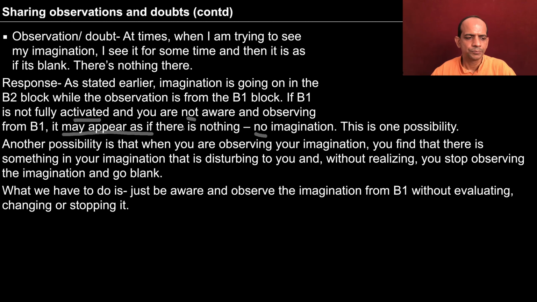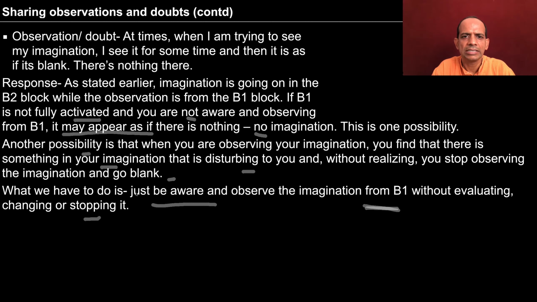This is one possibility. Another possibility is that when you are observing your imagination, you find that there is something in your imagination and it is disturbing to you, and without realizing, you stop observing the imagination and then go blank. So what you have to do is just be aware and observe the imagination from the B1 block without evaluating, changing, or stopping it. Since we are not able to awaken to the higher activities of the self, generally we get engrossed with the imagination, we start flowing with it, and we are not able to make out whether it is going on or not, because we become a part of it. So this is one possibility.